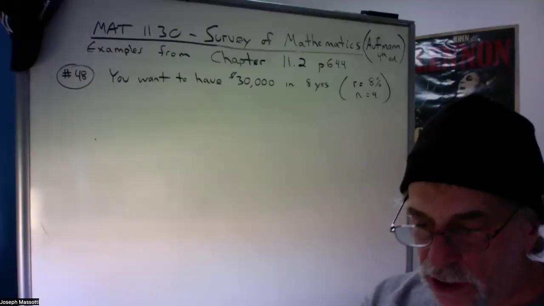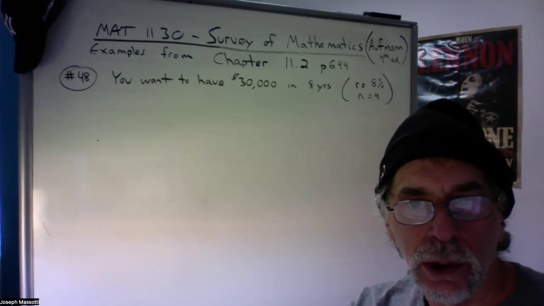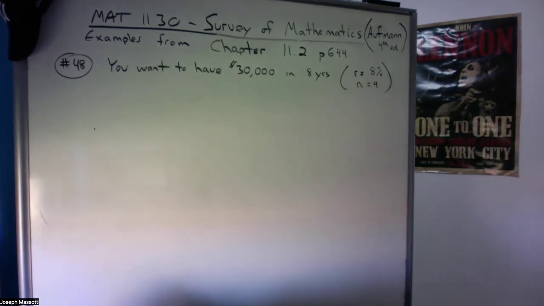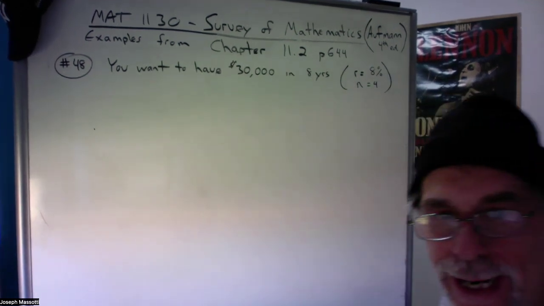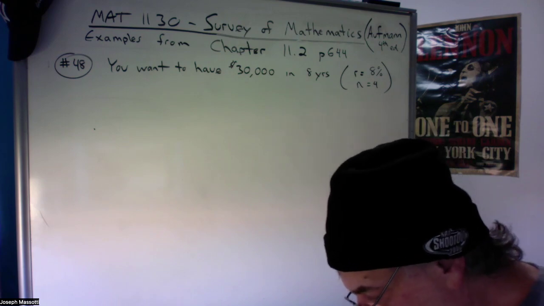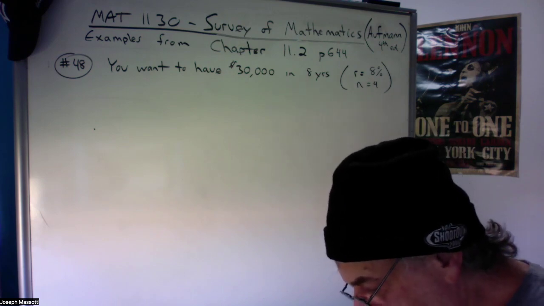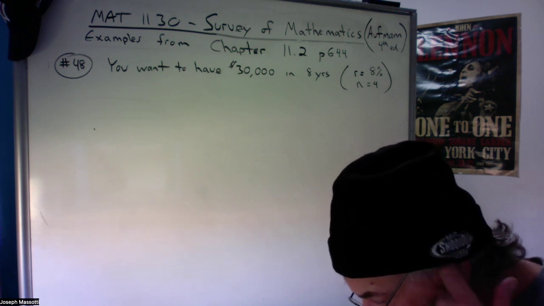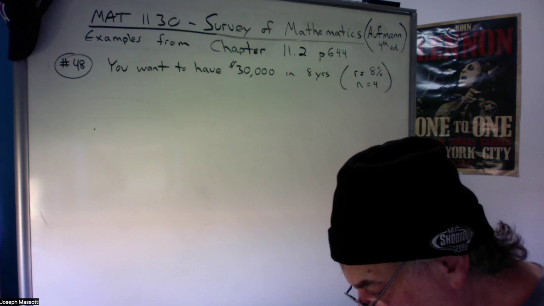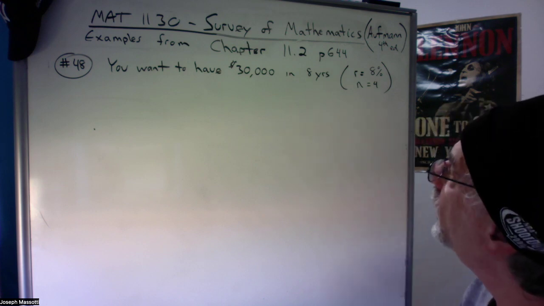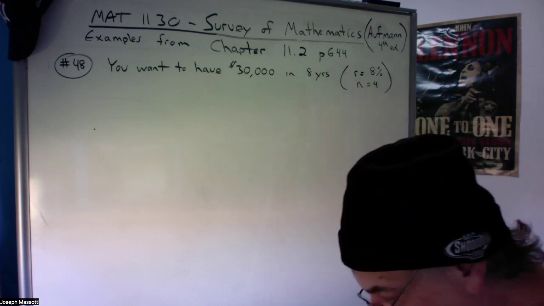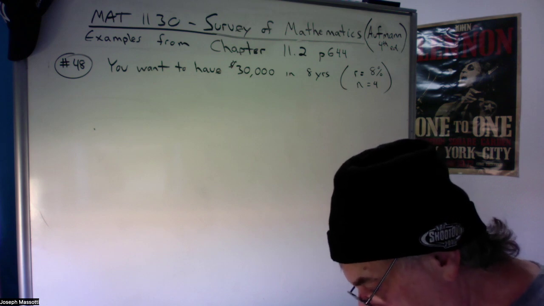All right, last couple examples from 11.2, a couple of word problems. Let's look at number 48 here. Number 48 says a couple plans to invest money for their child's college education, and we want to know what principal must be deposited. So we're looking for the original amount. We're looking for a present value.